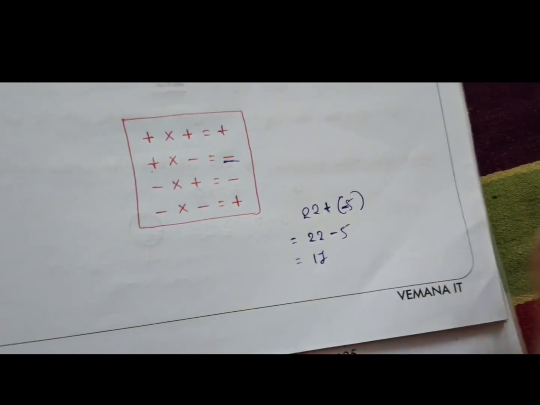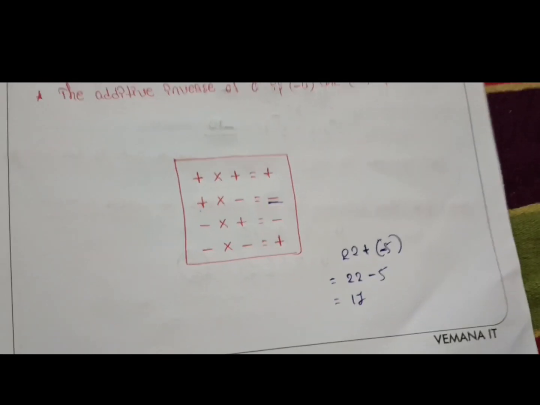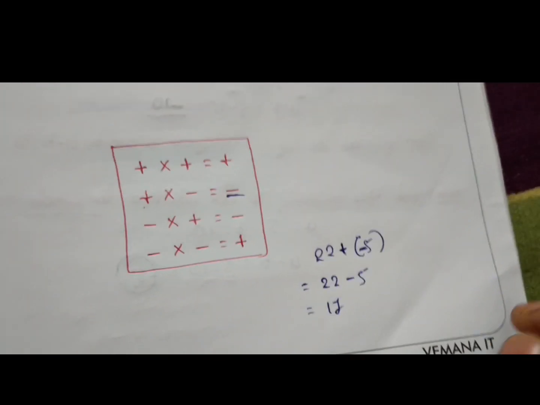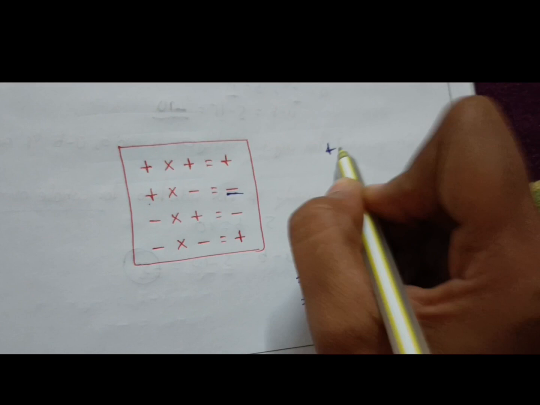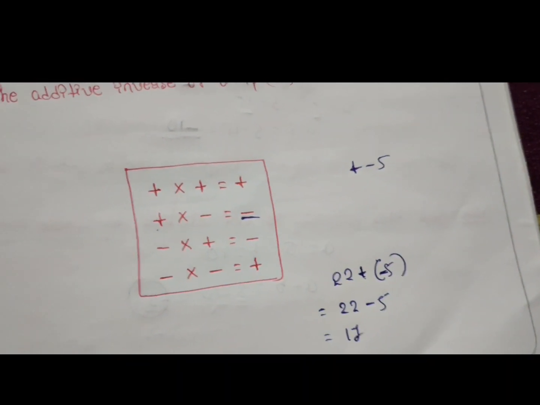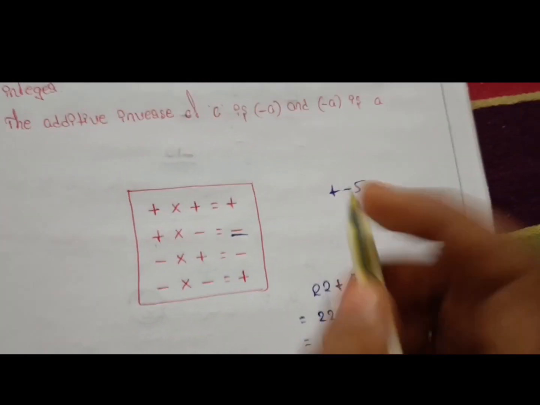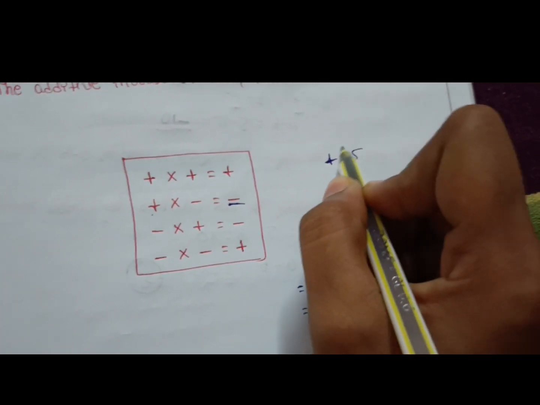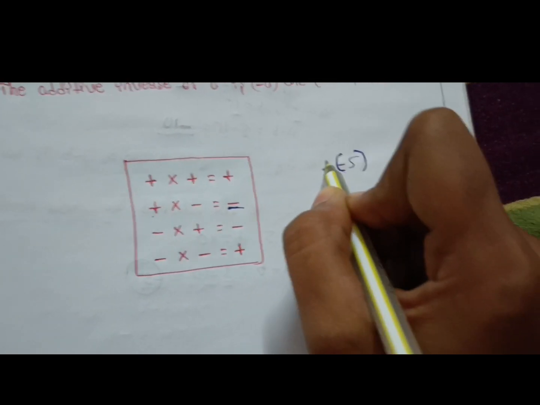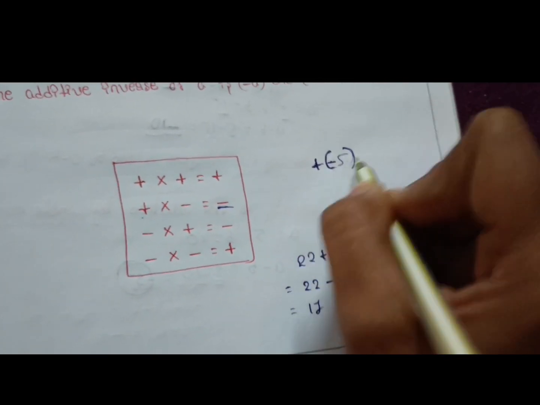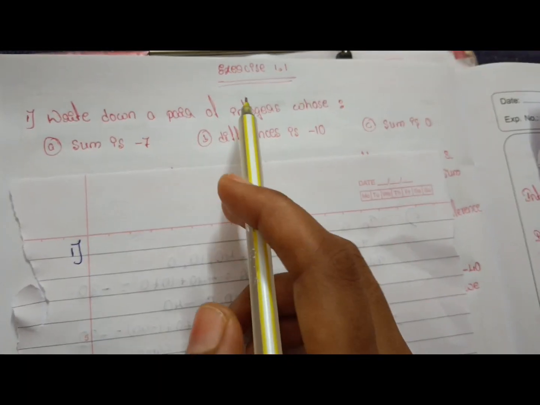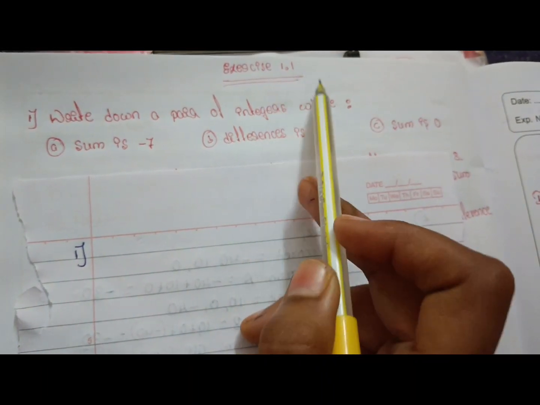This is 17. Like this. And remember one thing: don't place two signs together like this. This is not a correct way to write the problems. Instead of writing like this, you have to place a bracket between the two signs like this. That's it. Now we will solve exercise 1.1.